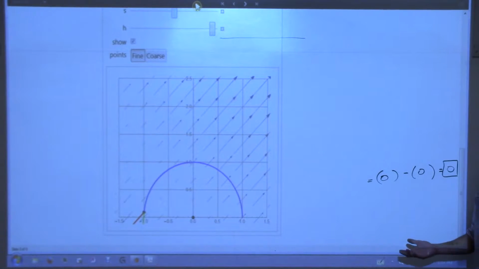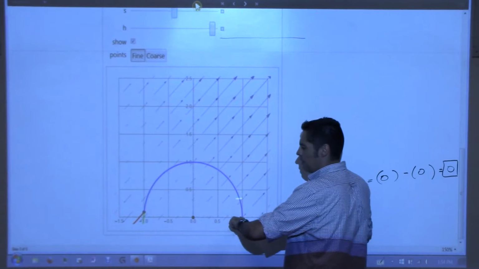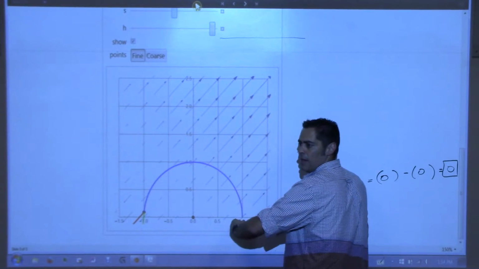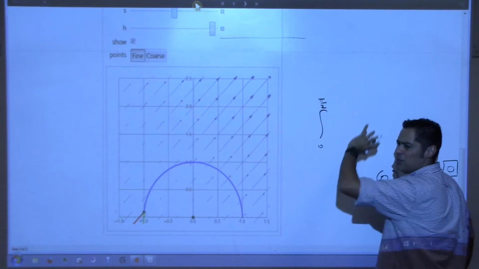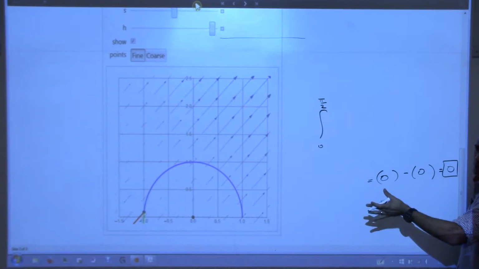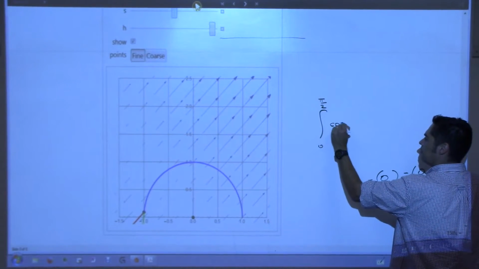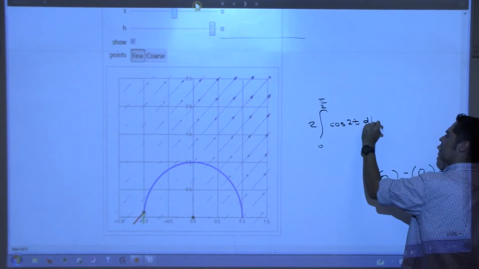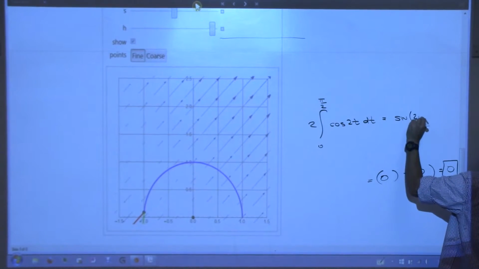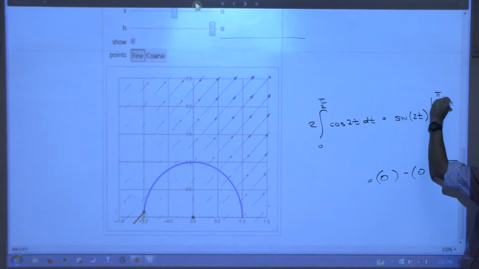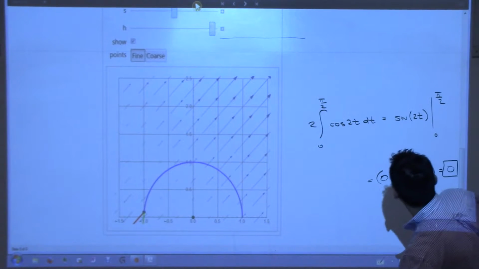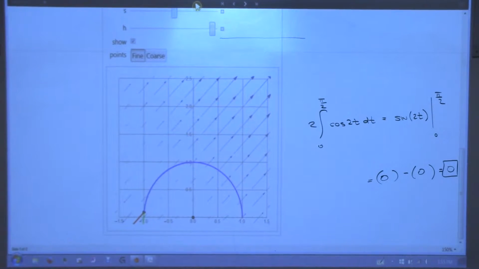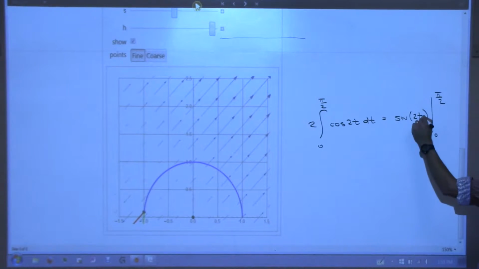So what might make this problem a little more interesting is to maybe only go from this part to here, right? And all that would change is we would go from 0 to what? Pi over 2, and then everything else would be the same. So we'd be integrating 2 cosine 2t dt, and so we'd be doing sine 2t from 0 to pi over 2. We already know that when we plug in 0, we get 0, but when we plug in pi over 2, what do we get? We get 0 again. Okay, so what does that mean?